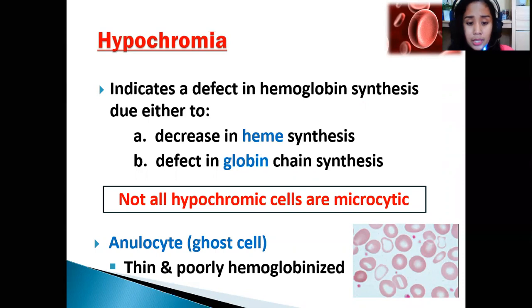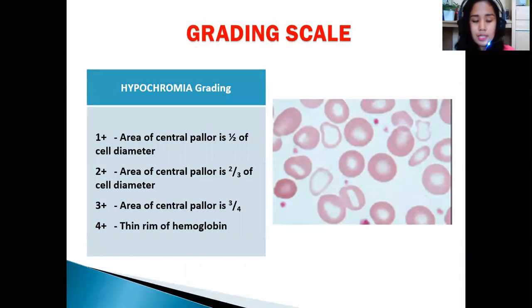We have anulocyte or ghost cell. Thin or poorly hemoglobinized. So, class, we also have a grading scale for hypochromia, depending on the size of the pallor. When there is already a thin rim, that is 4+. I think we can find this in this image. The pallor is too big already. Thin rim, 4+. There.